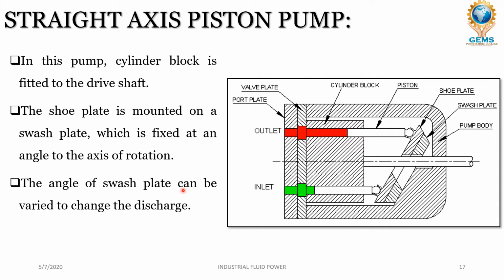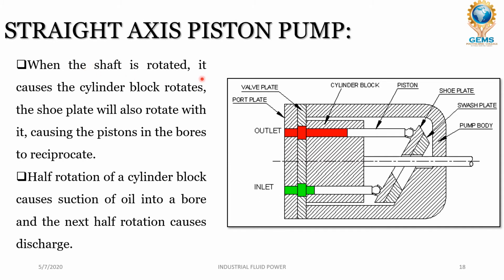The angle of the swash plate can be varied to change the discharge. If you want to change the discharge, you can change the angle. So if you change the angle, the discharge flow also will get changed. So this is the inlet port and this is the outlet port.